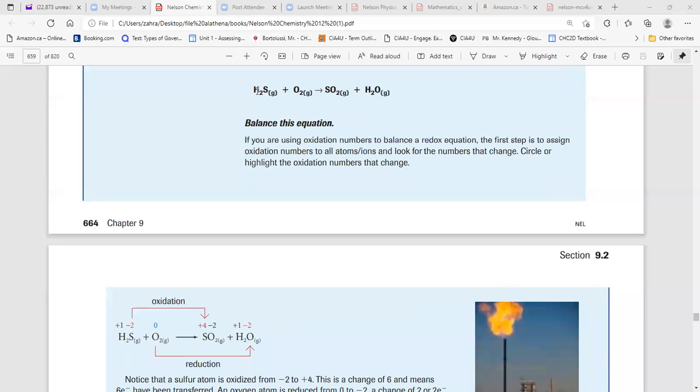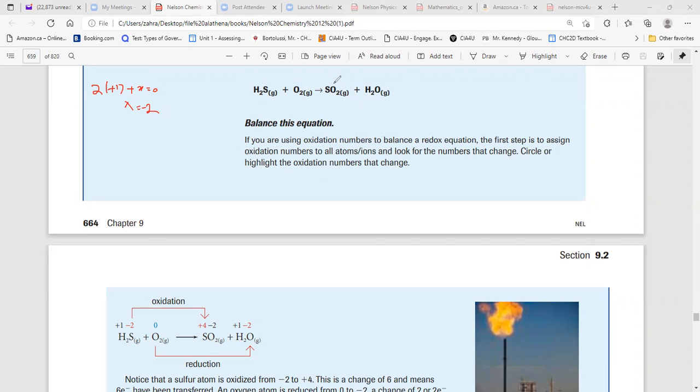So for hydrogen, it's always positive one. For S, you can calculate it the same way. So it's 2 for hydrogen. We have 2 positive one plus S is X, so it's equal to 0. Rearrange it for X equal to -2. For each of these atoms, you just write it above that. So for H it is positive 1, for S it is -2. For oxygen it is 0 because this is a pure element.